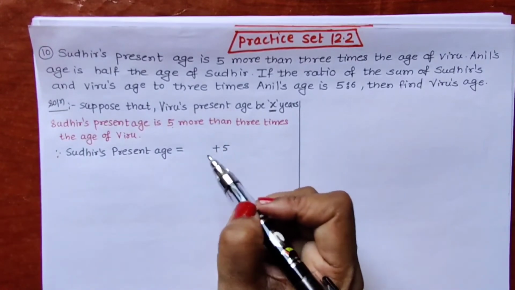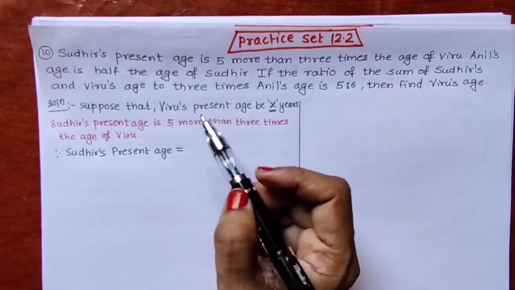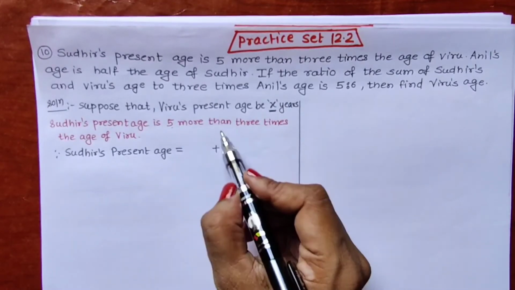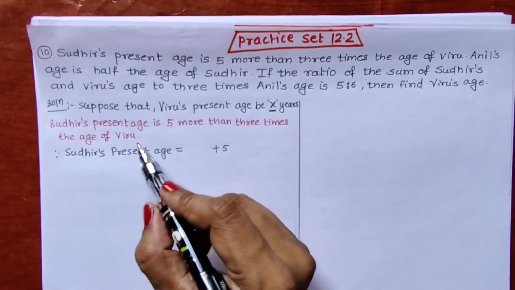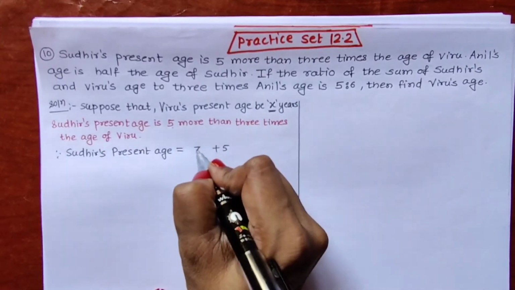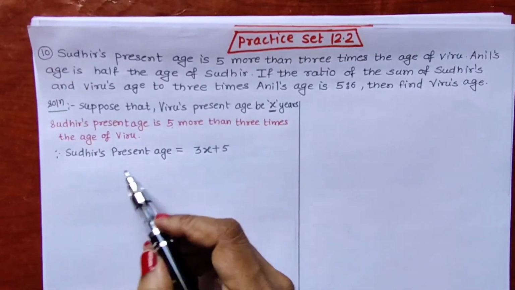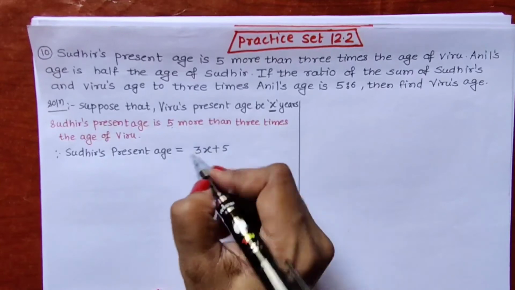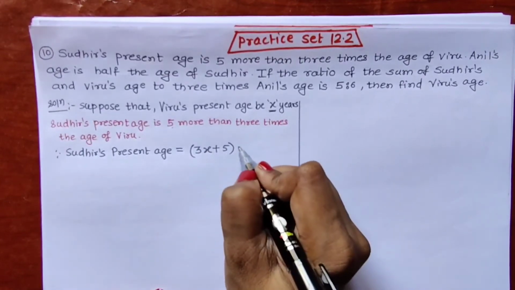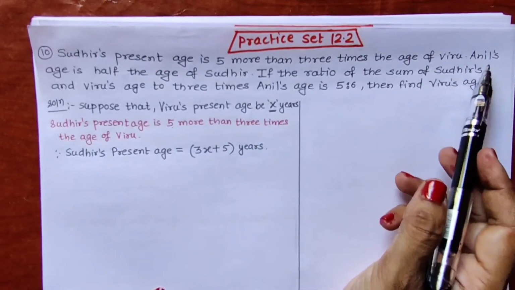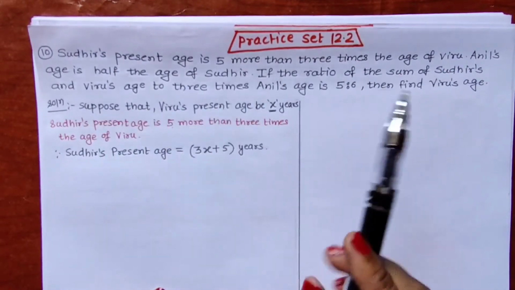When more is there it is plus, when less is there it is minus. So 5 more means plus 5. 5 more than what? 5 more than 3 times age of Viru. Viru's age is x. 3 times of x means 3x. So Sudhir's present age will become 3x plus 5. 5 more than 3 times the age of Viru. This will be Sudhir's present age. This is in years.